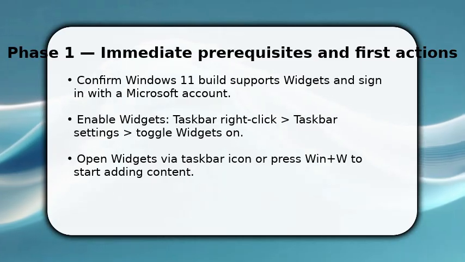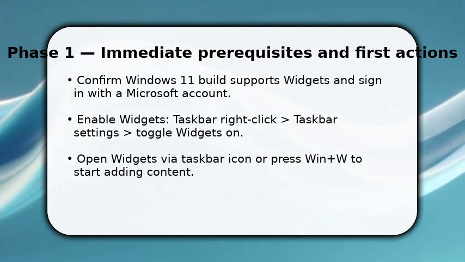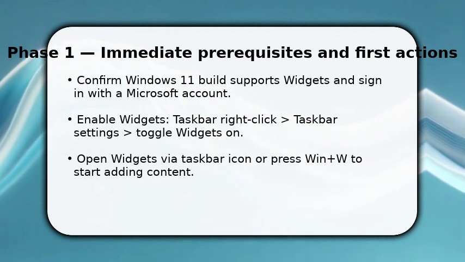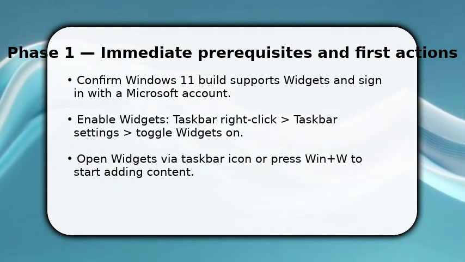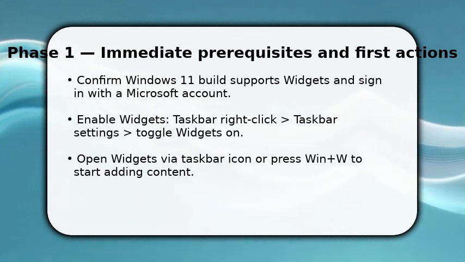You're starting immediately. Make sure Windows 11 is up to date and you're signed into a Microsoft account because widgets sync content. Once done, enable the widgets toggle in taskbar settings. This makes the taskbar icon appear. Click that icon or press Win plus W to open the widgets panel.